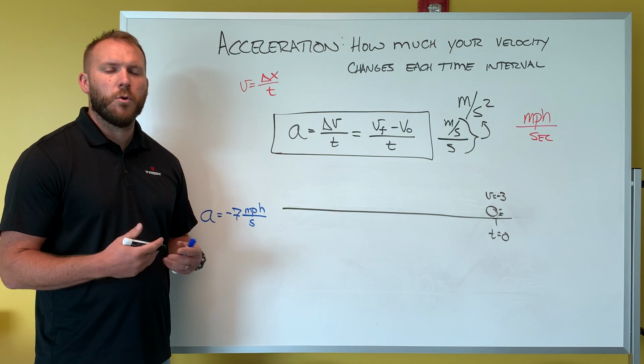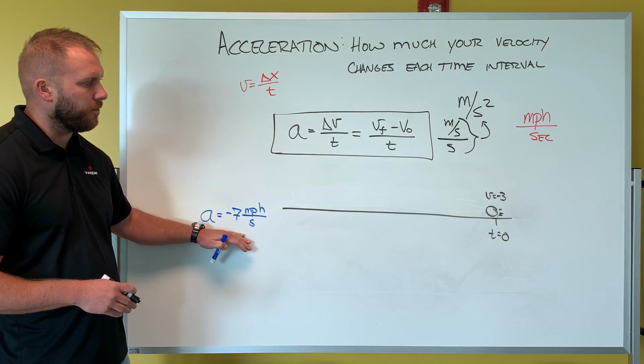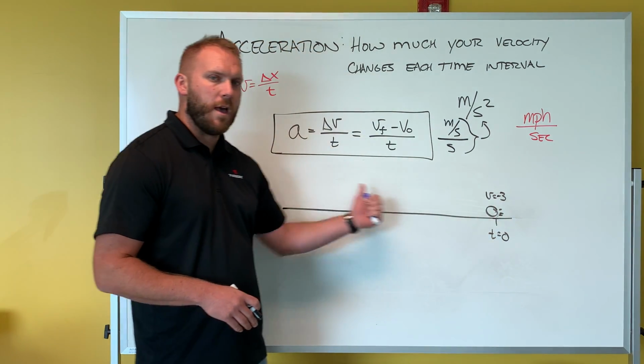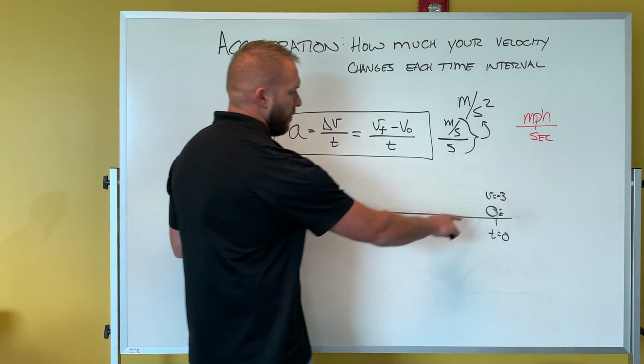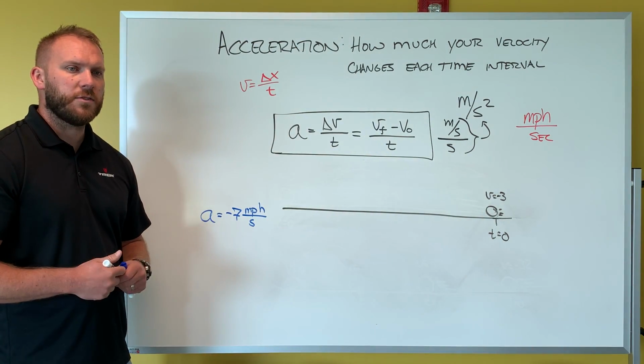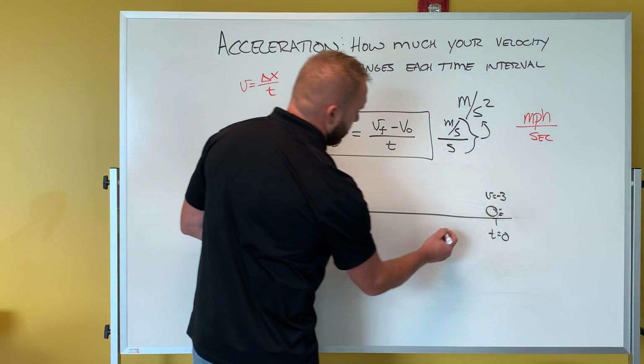So we're going to work through 2 more examples. Both of them are going to deal with an acceleration of negative 7 miles per hour. The first one, at time 0, we're going to have an object moving to the left in the negative direction with a velocity of negative 3 miles per hour. So let's look at what their velocity would look like each second as their motion is taking place.